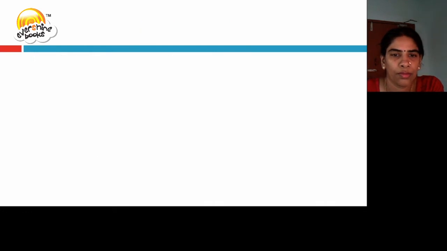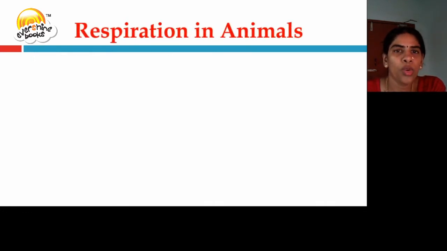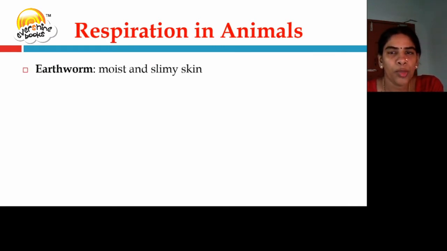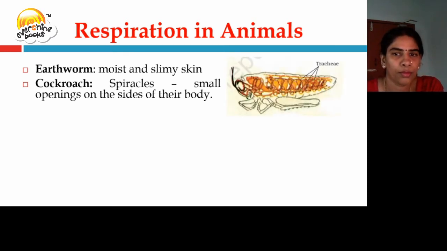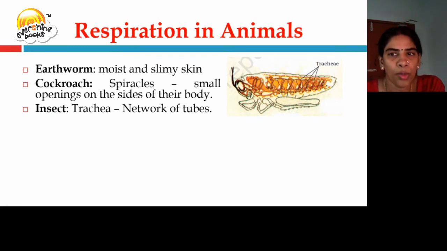Let us see how respiration takes place in animals. In earthworms, respiration takes place through moist and slimy skin. In cockroaches, it takes place by spiracles, which are small openings found along the sides of their body. In most insects, tracheae are found, which are a network of tubes.